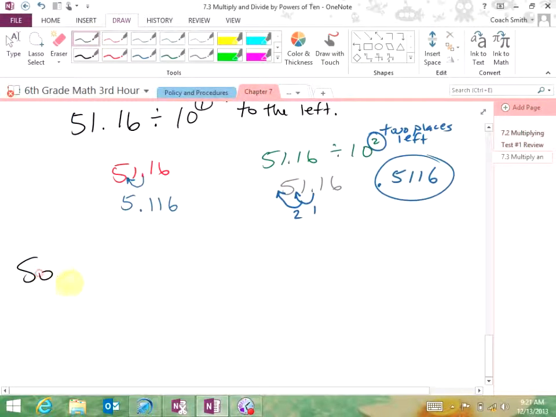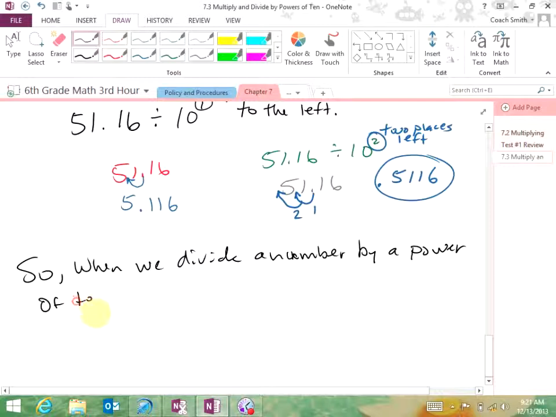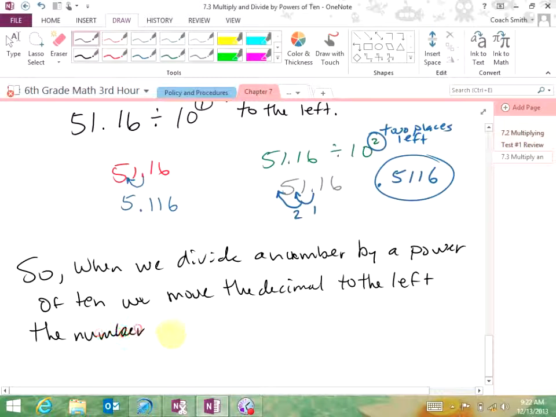So, when we divide a number by a power of 10, we move the decimal to the left the number of places of the exponent. Let me highlight the word move.